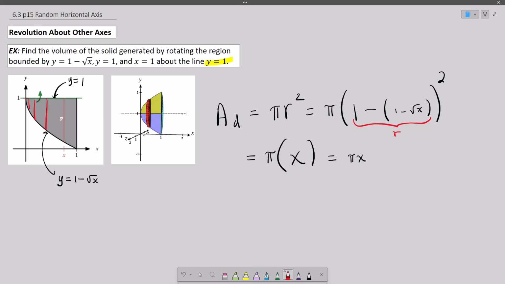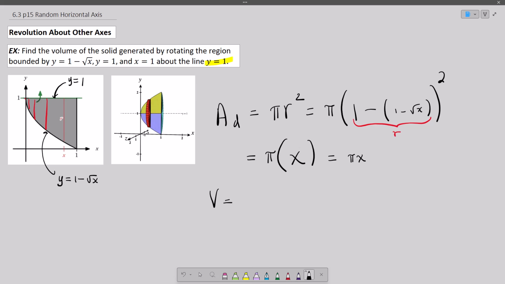Okay? Let's check the other extremity. The other extremity, x is 1 over here. What should the area of the disk be when x is 1? Pi 1 squared is pi. If we plug in 1 here, yeah, we get pi. So it's checking at the two extremities. So we're on track.